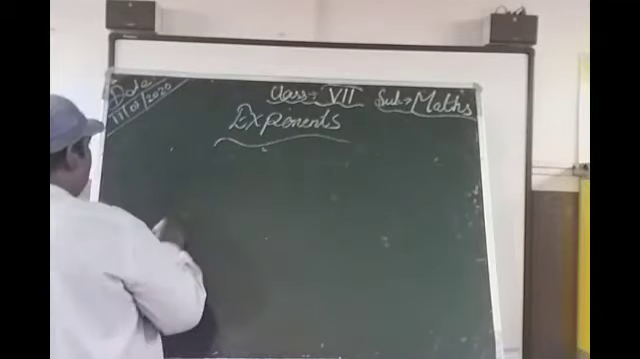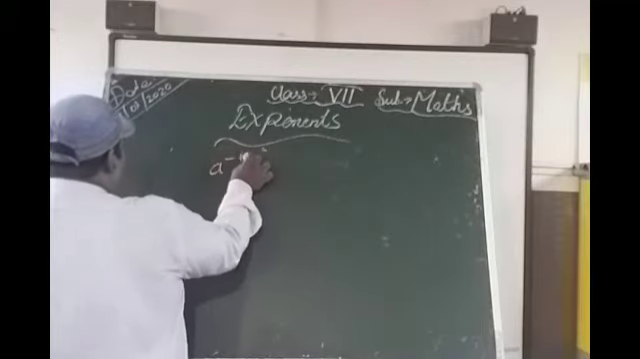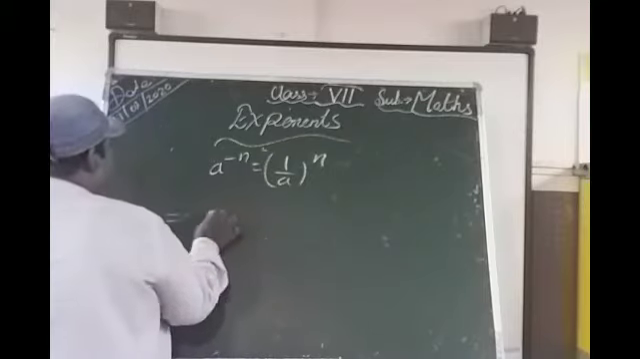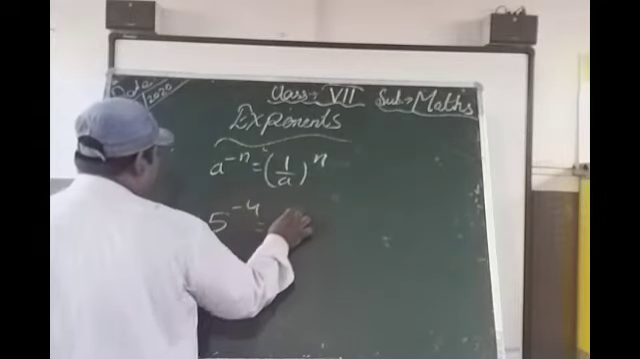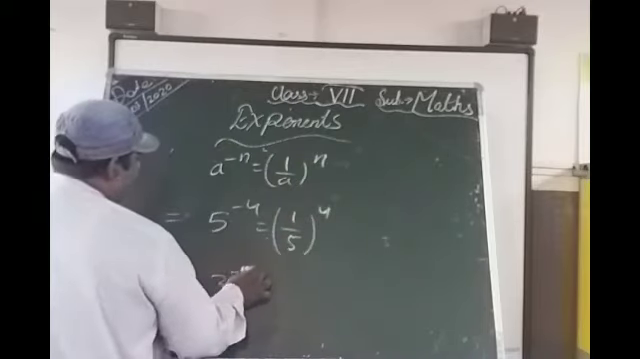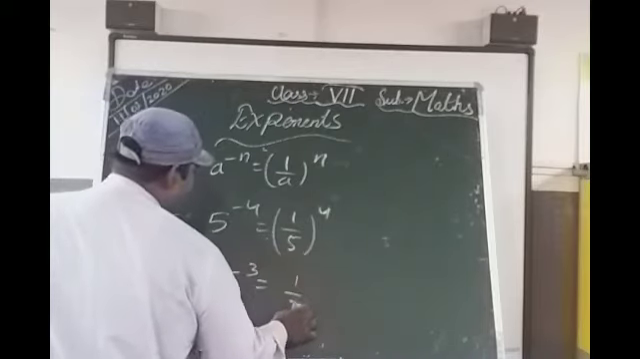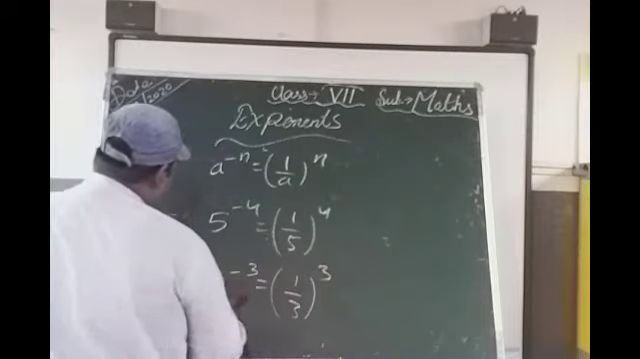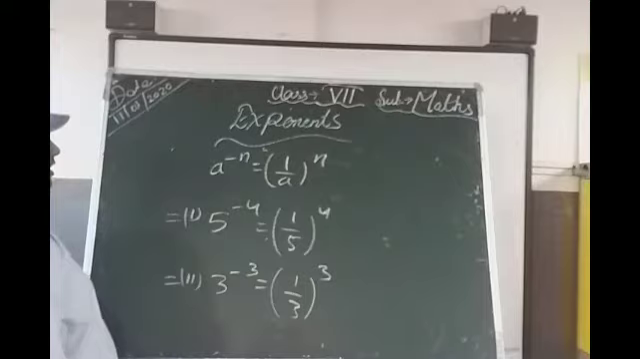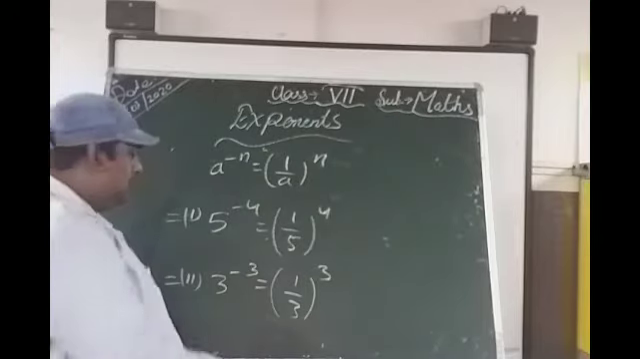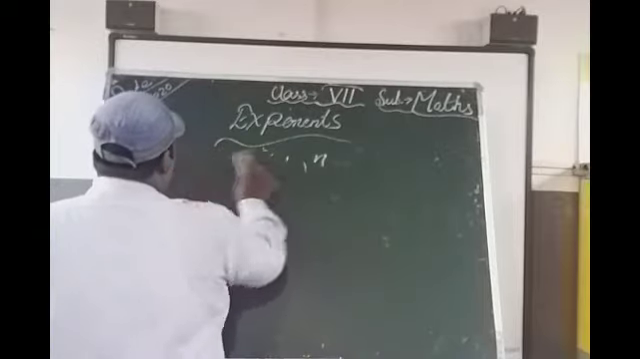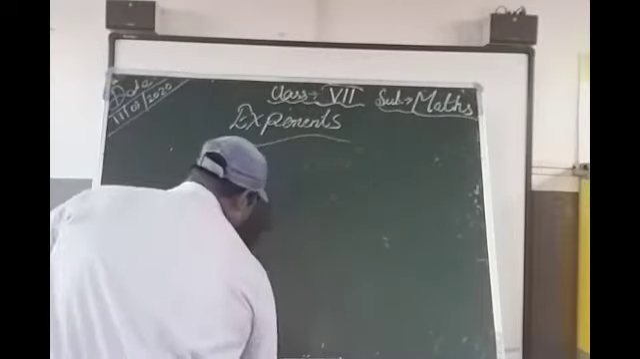Now a to the power minus n, we know is 1 by a to the power n, means 5 to the power minus 4 will be 1 by 5 to the power 4. 3 power minus 3 will be 1 by 3 to the power 3. Using this law we have to find the value. We will calculate like this. In the next video we will learn how to find more questions of that type of exponent.